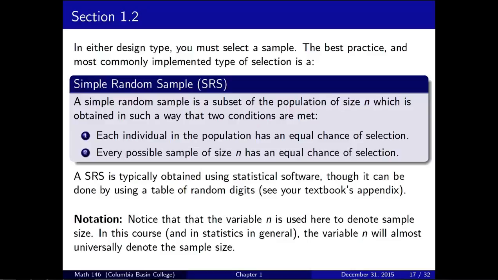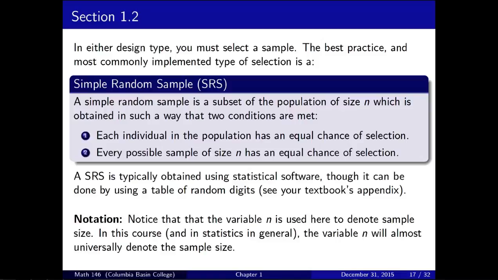Typically, the way we do this is we use statistical software. It can be done using a table of random digits, and you can get one in your textbook. I suppose it could also be done by throwing everybody's name in a hat on equal size paper and drawing out names. The problem with names in a hat is if you have a population of 5 million people, that's going to be an awfully big hat to throw 5 million people's names into.